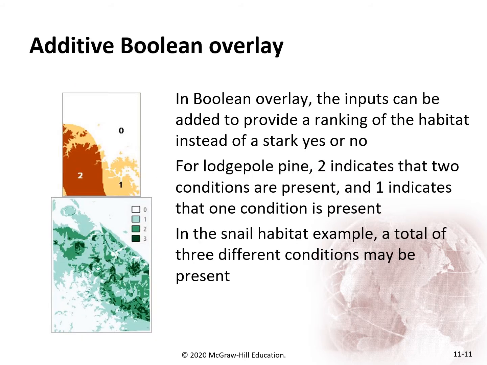You can also do an additive approach. This gives you more information, but it doesn't always give you the same information. So if you took the two data sets before, and instead of multiplying them together, you added them together, anything that ends up with a value of 1 meets one of the criteria. Anything with a value of 2 meets two of the criteria, and anything with a value of 0 meets none of the criteria.